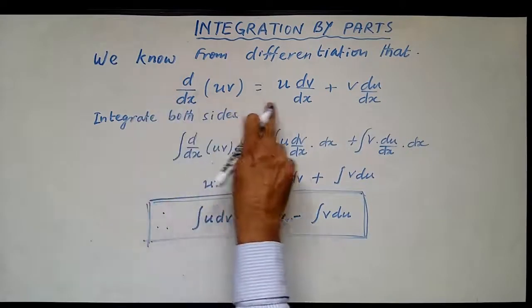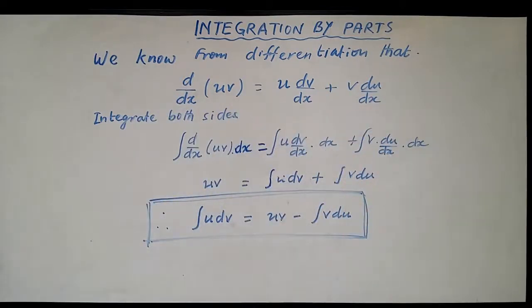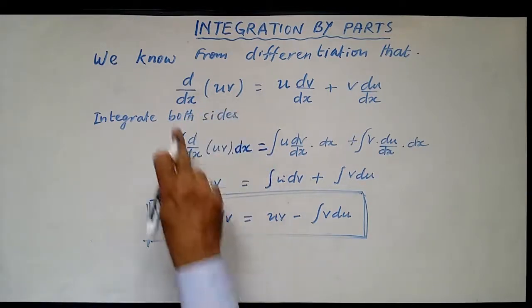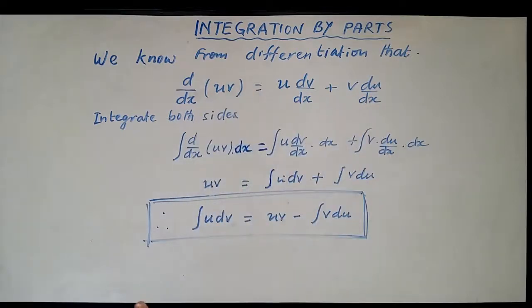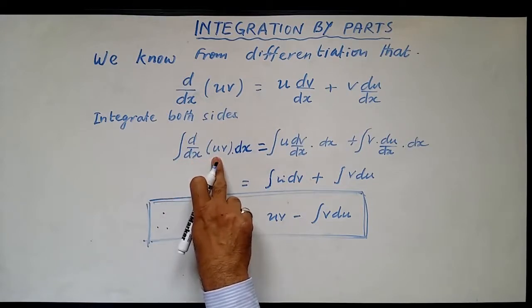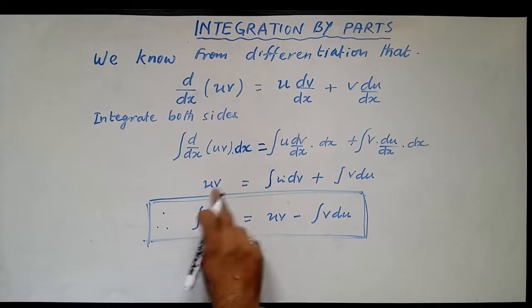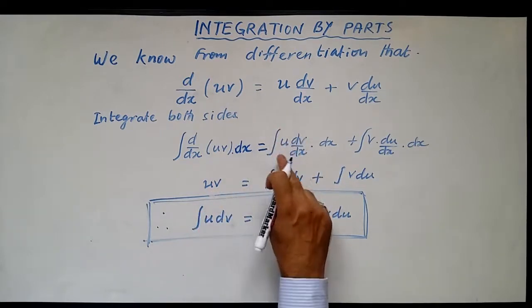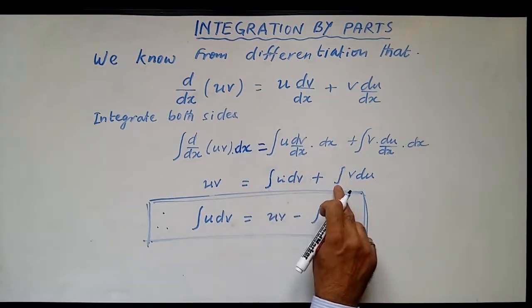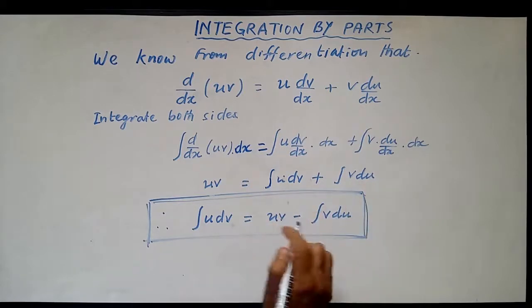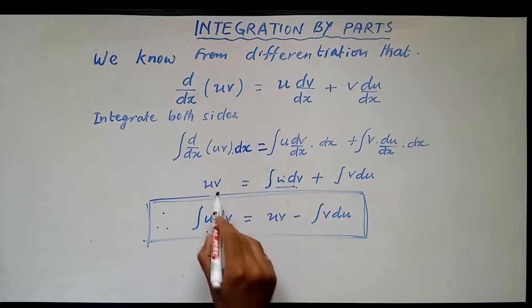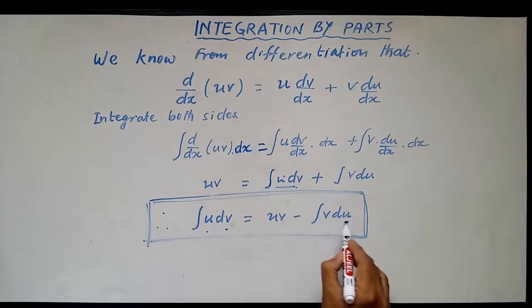Now if we integrate both the sides, since differentiation is the reverse of integration, if we again integrate this function, we are going to get back uv. So by integrating both the sides, the integration of d/dx of uv gives back uv again. And if we integrate u dv/dx with respect to x, we will get integration of u with respect to dv and integration of v with respect to du. So if we take integration of u dv on one side, it will be uv minus integration of v du.